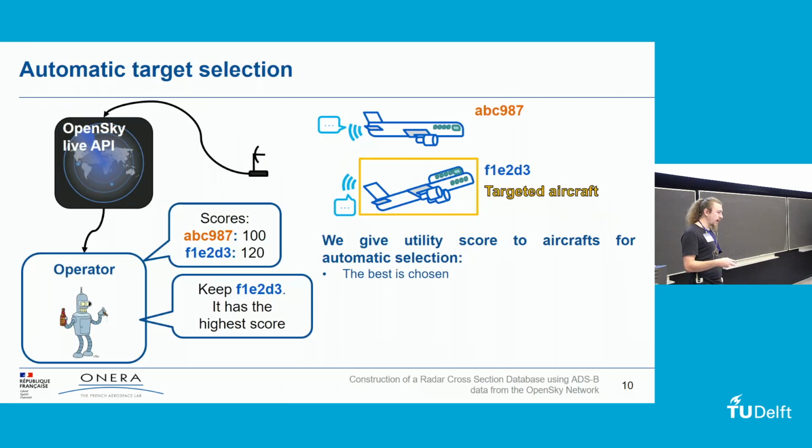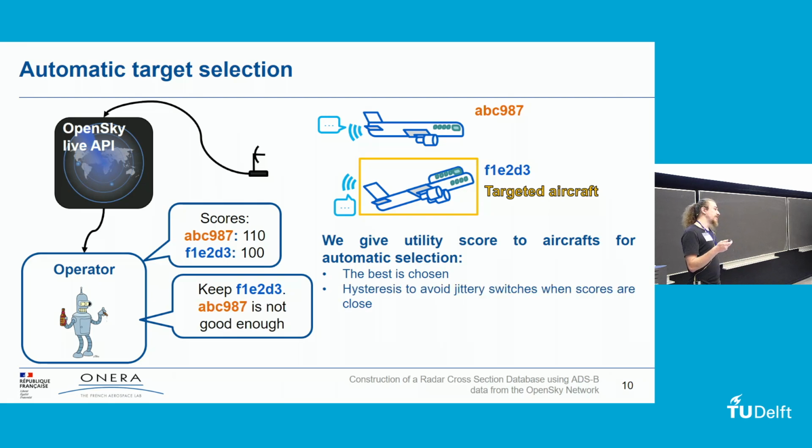So how do we select the target? Each target is identified by its ICAO 24 number. We give it a score. The target with the best score is selected for the measurement.